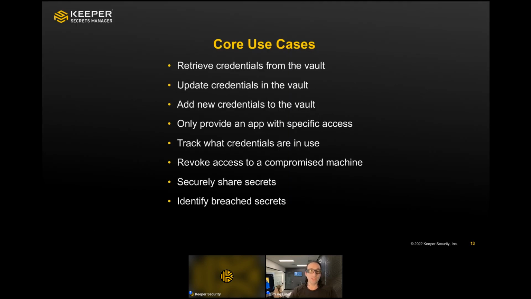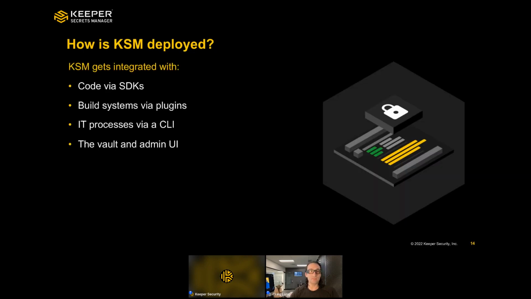Okay, so these are the core use cases I'll cover. Retrieving credentials from the vault, updating. So it's the CRUD operations, being able to receive information, download it, decrypt it, being able to update information, generate new secrets or rotate passwords, that sort of thing. And I'll show how to monitor usage, revoke access, and many different use cases of the product. We'll get through as many as we can.